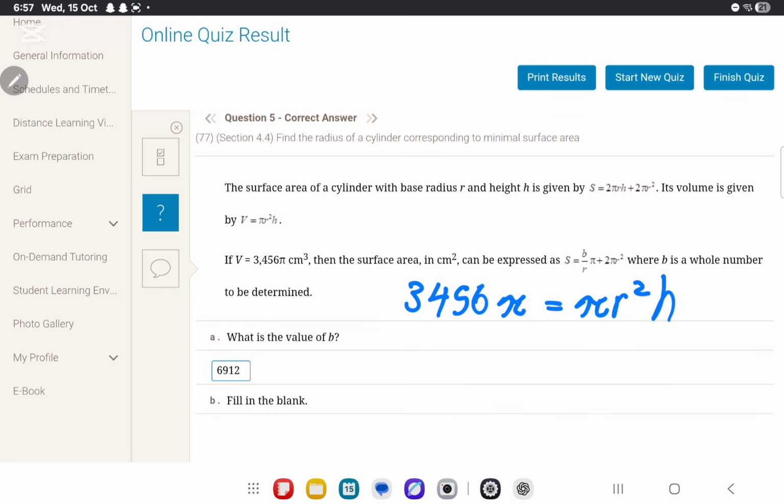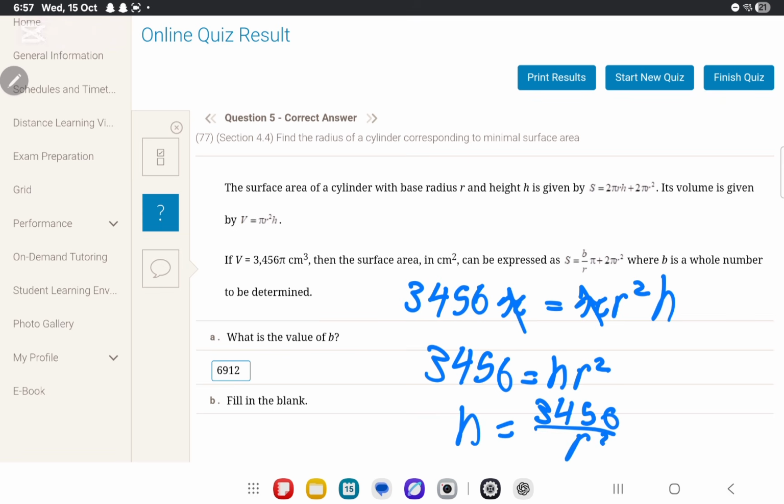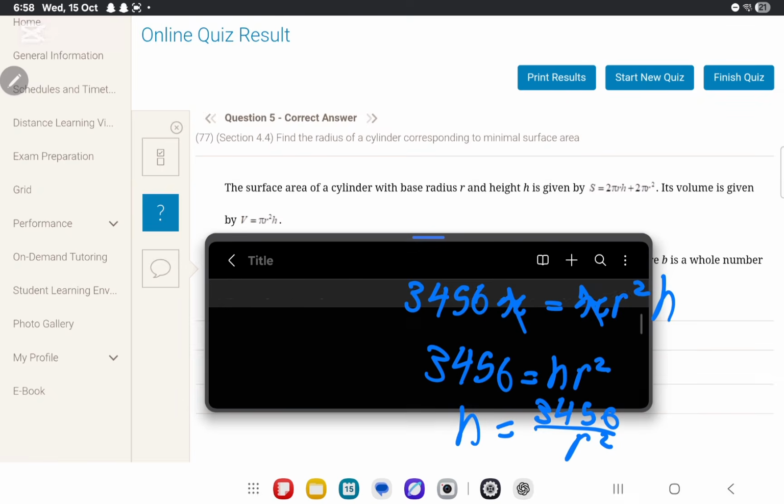Which would be easier for me to express, r in terms of h or h in terms of r? Obviously h in terms of r, because if I express r in terms of h, I'm going to have to take the radical of a number, and this number is huge and I'm not really able to do it. So pi and pi can cancel out. So 3456 equals h r squared. Divide by r squared on both sides. h is equal to 3456 over r squared. Done. It's very annoying for me to simplify this. If I want to find it in terms of r, I can, but it's not going to be easy.